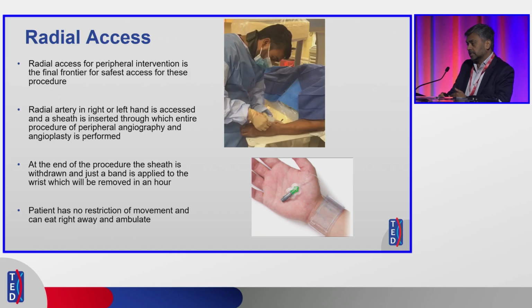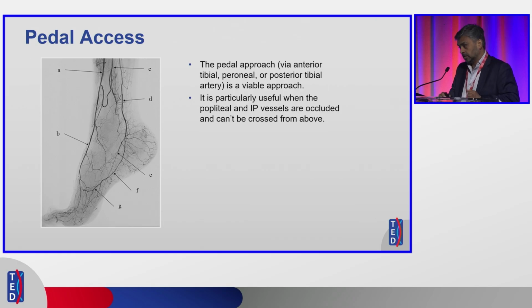Radial access came out as a final frontier. We feel that it is the safest access for these procedures. You could use the right or the left hand in these cases, and a long sheath is inserted through which the entire procedure of peripheral angiogram is performed with angioplasty and stenting possibly. At the end of the procedure, the sheath is withdrawn. A TR band or any other vascular band that you have can be applied and can be removed. But during this entire process, patient has no restriction of movement, and they can eat right away, they can ambulate, and that's not a problem.